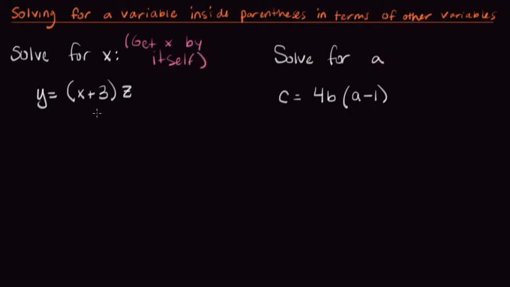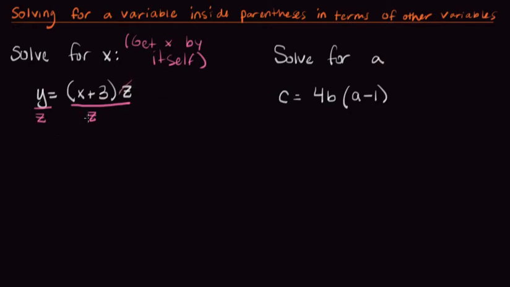Okay, so basically we just need to start undoing the stuff that's been done to x and moving everything over to the other side. So the first thing is the thing that x is in is multiplied by z. So we can start by dividing everything by z. So divide both sides by z. Remember that what you do to one side, you have to do to the other side.